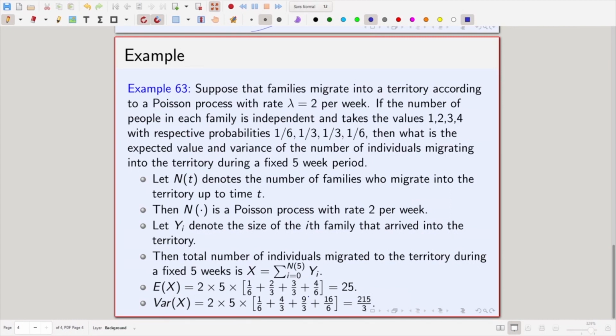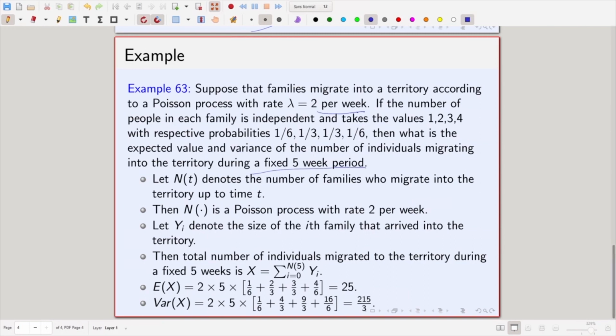Suppose that families migrate into a territory according to a Poisson process with rate lambda equal to 2 per week. Now, if the number of people in each family is independent and takes the values 1, 2, 3, 4 with these probabilities, then what is the expected value and variance of the number of individuals migrating into the territory during a fixed 5-week period.